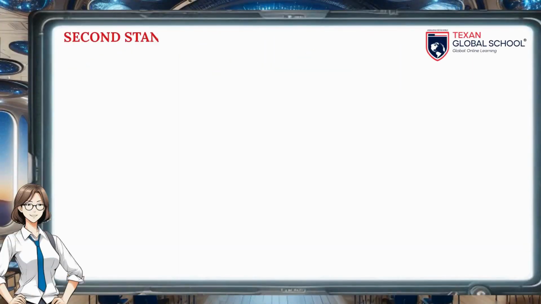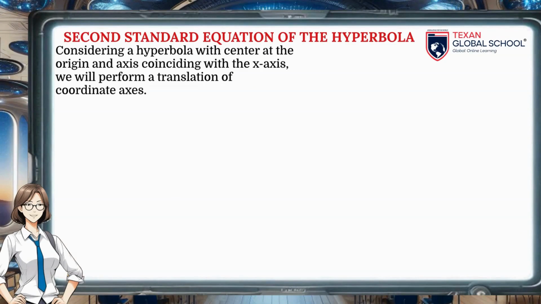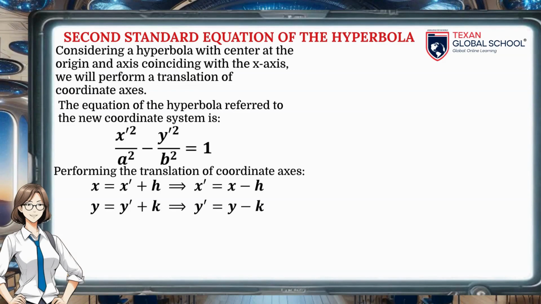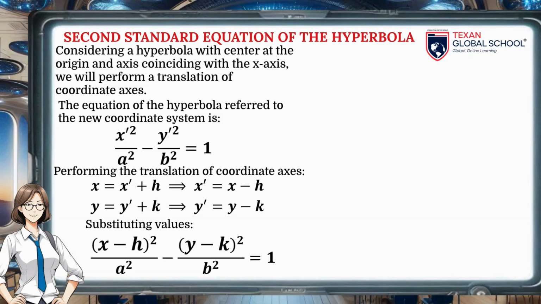Considering then a hyperbola with center at the origin and axis coinciding with the x-axis, let's perform a translation of coordinate axes. The coordinate axes can be moved parallel to a new origin h, k. The new parallel coordinate axes will be x prime and y prime, generating new coordinates. So, the equation of the hyperbola, referred to the new coordinate system, is shown on the blackboard.